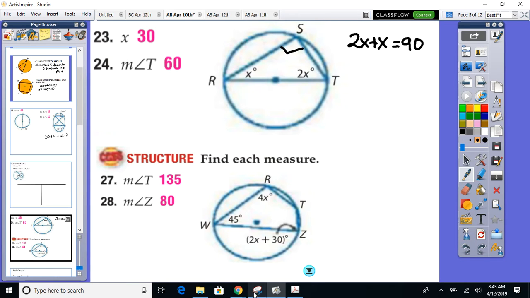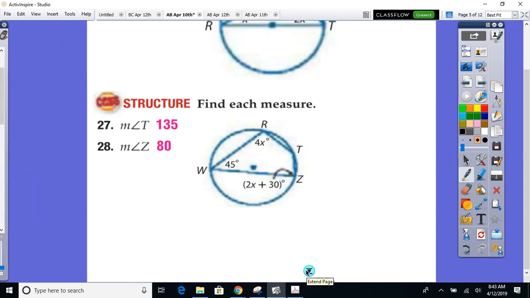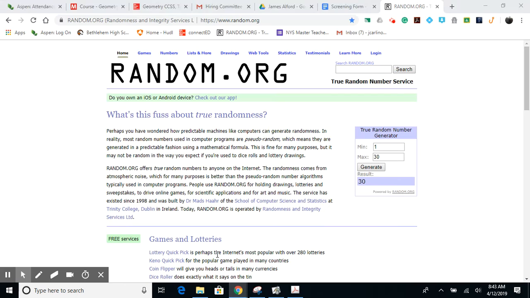You had a homework problem, 28, that dealt with this. That's an inscribed angle. What equation can I set up here? Oh, 27.